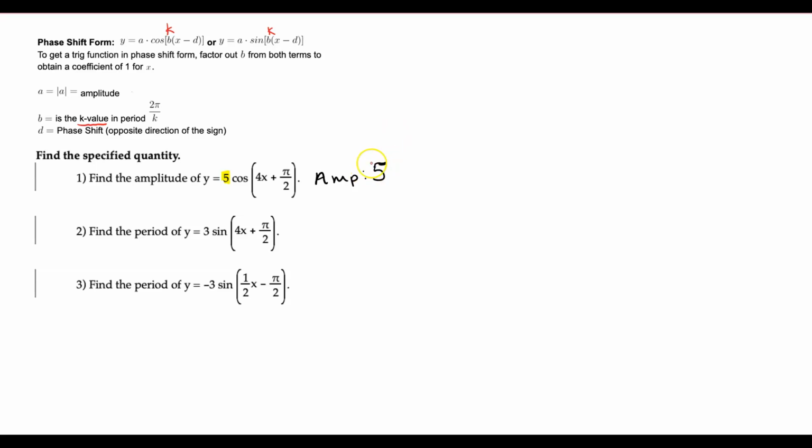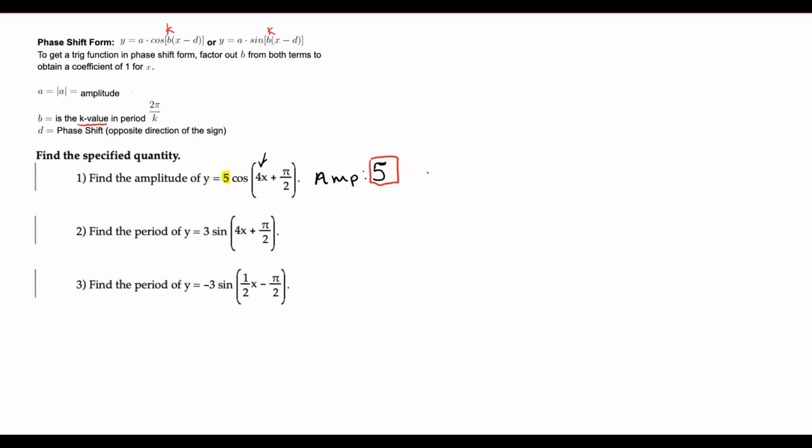That's the answer. But what I'm going to do is expand upon this and talk about what this looks like in phase shift form. This is not in phase shift form necessarily because we have a 4 in front of the x, and we should just have an x by itself. So we're going to divide all of this by 4.